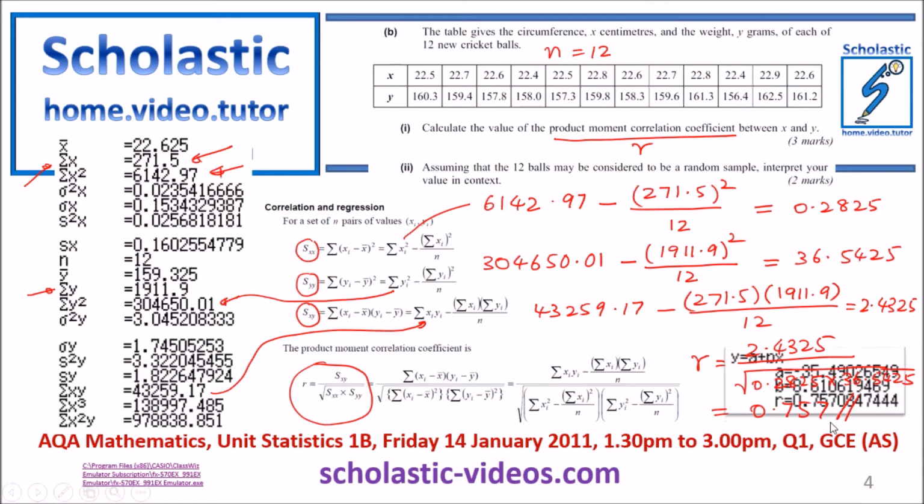In fact the value is 0.757. This is the display of the calculator. I just erased this one, just to show the value down here. So basically it is the same value that we just got. R is equal to 0.757. Okay, so that is part 1 of the question.